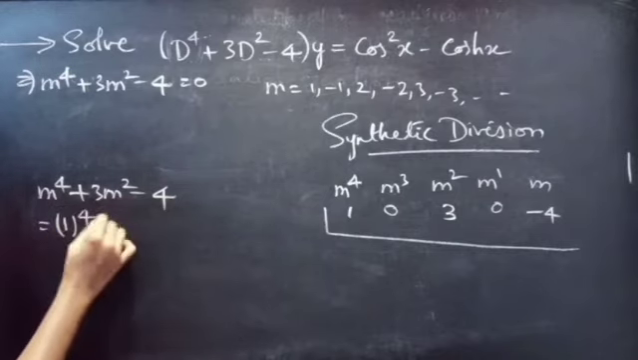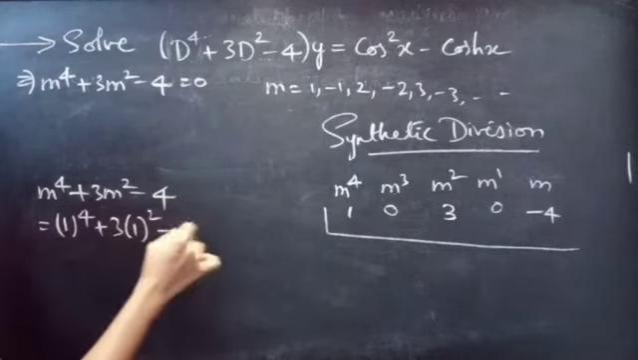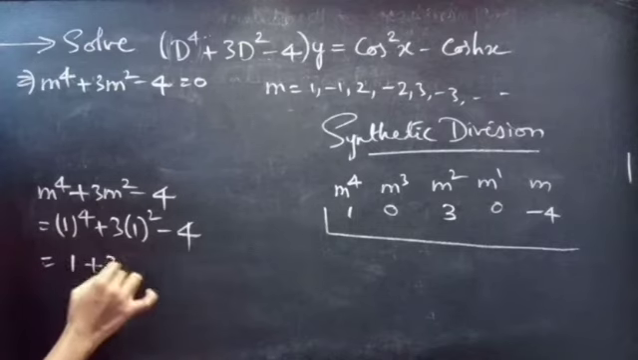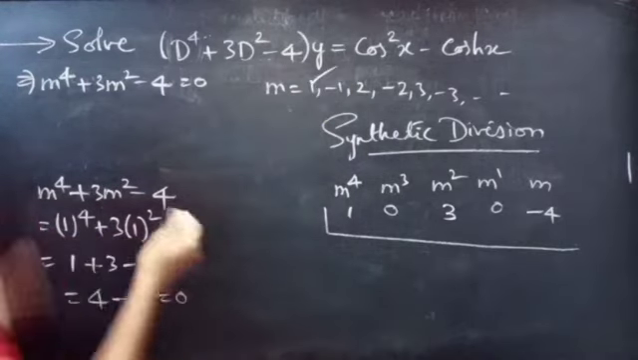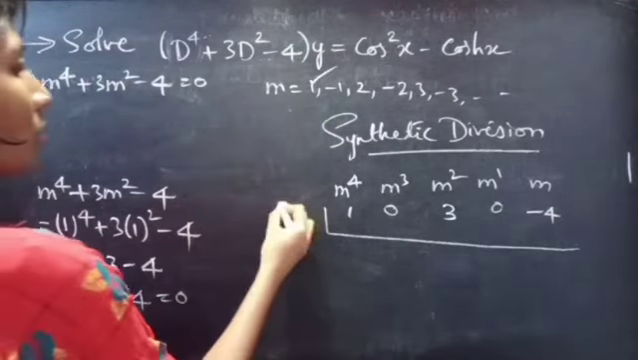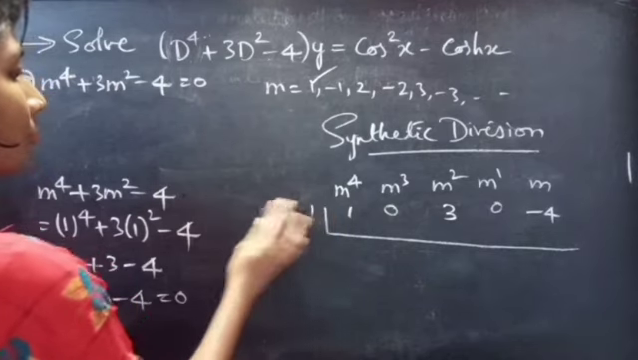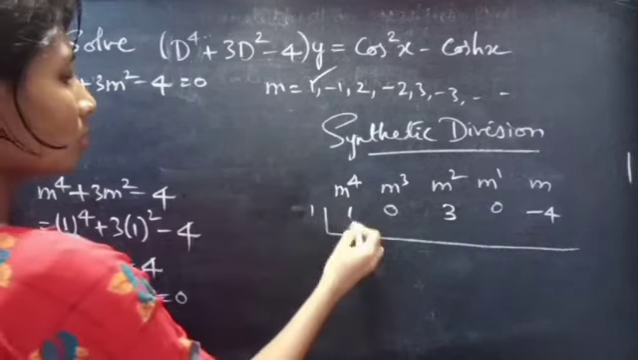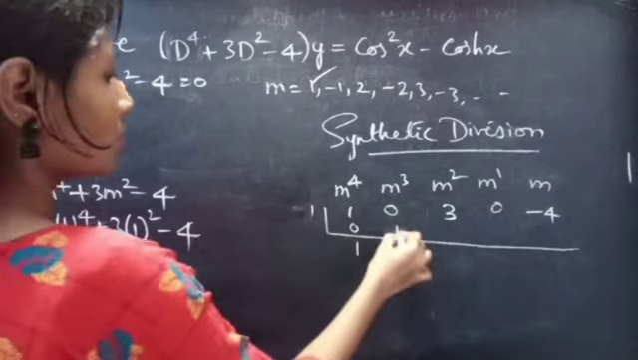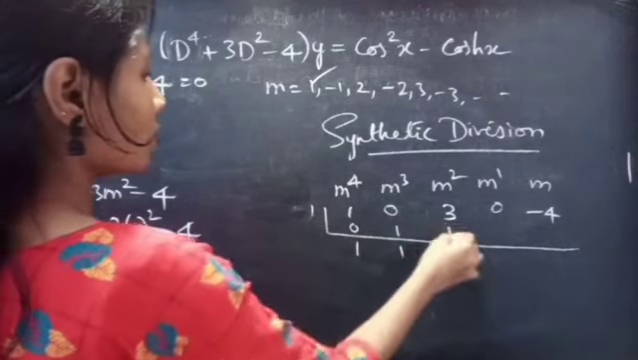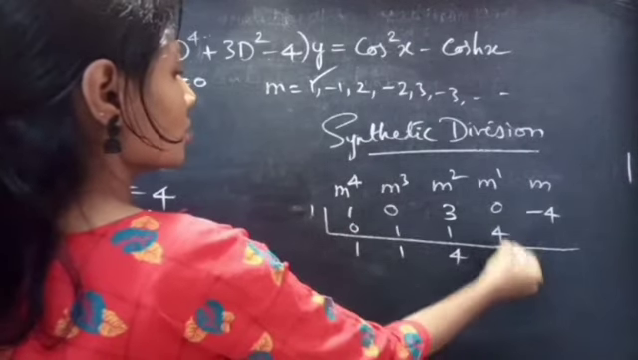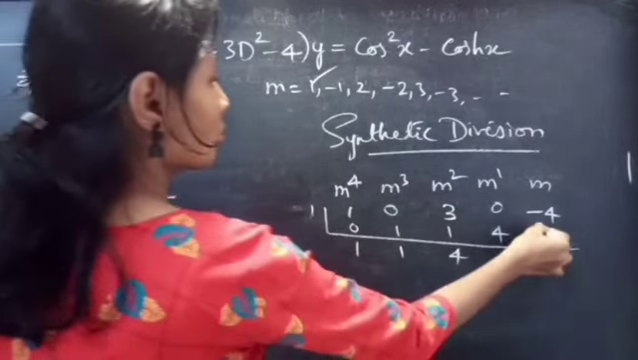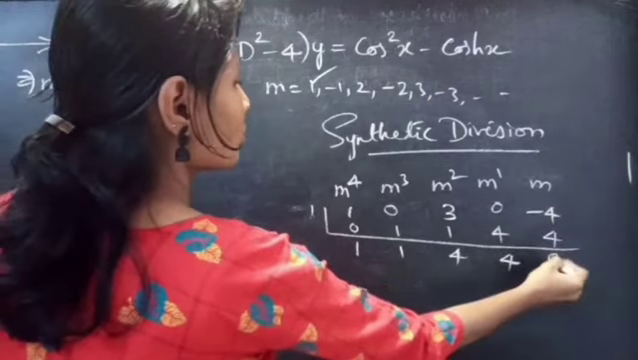1^4 + 3 into 1^2 - 4 is 1 + 3 - 4, which is 4 - 4 = 0, right? So m = 1 satisfies this polynomial. So let's take m = 1 firstly. 1 plus 0, 1. 1 ones are 1. 0 plus 1, 1. 1 ones are 1. 3 plus 1, 4. 1 fours are 4. 0 plus 4, 4. 1 fours are 4. Minus 4 plus 4 is 0.